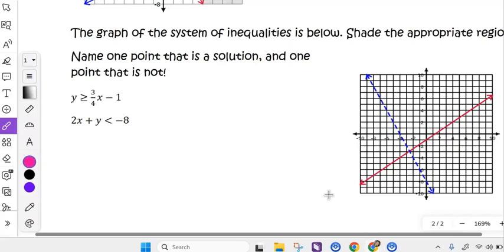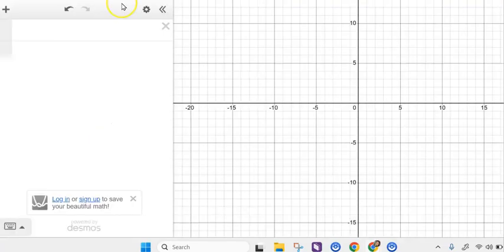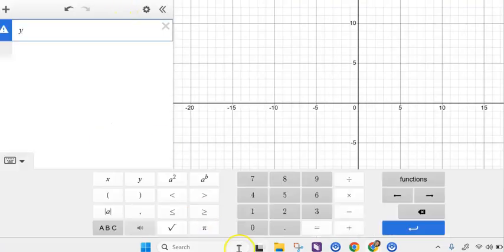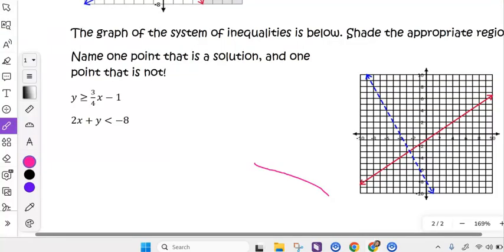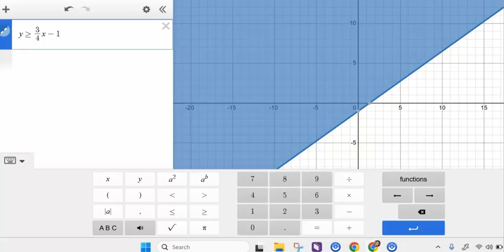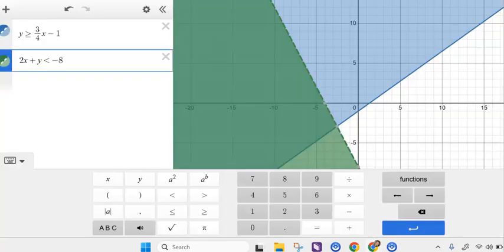All right, this says the graph of the system of inequalities is below. Shade the appropriate region. Name one point that is a solution and one point that is not. So I am just going to go to Desmos again. y is greater than or equal to 3/4 x minus 1. And then I'm going to have 2x plus y is less than negative 8.